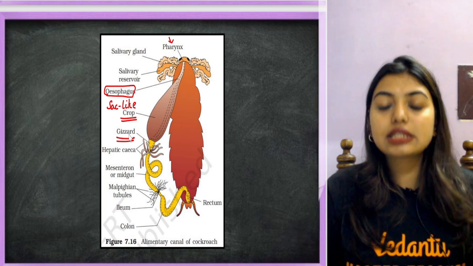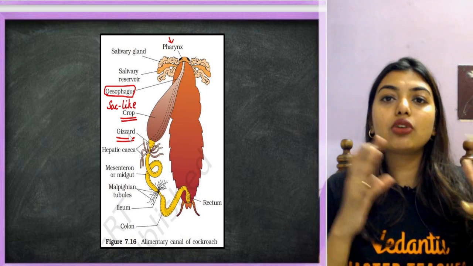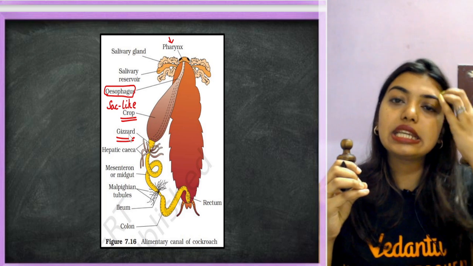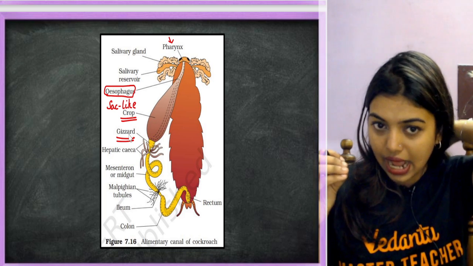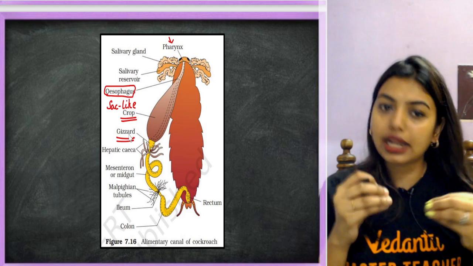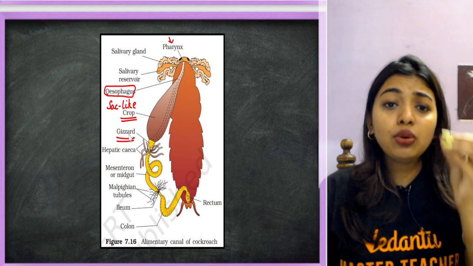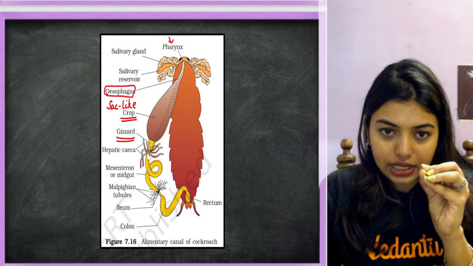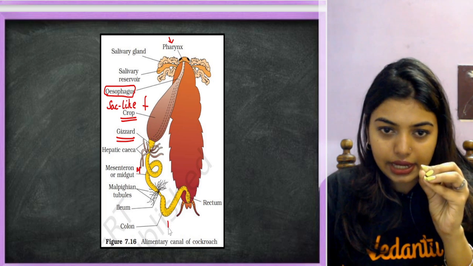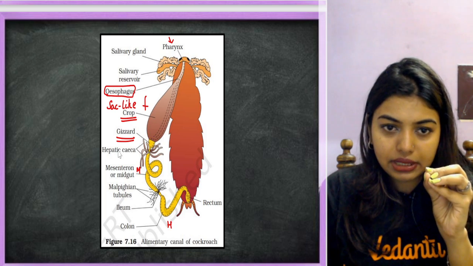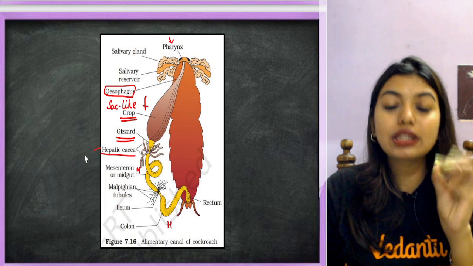Okay, in the gizzard what do they have? They have around 6 chitinous teeth-like structures. Six chitinous plates form the teeth-like structure, and that is going to help in the grinding. Now from the gizzard, this is the foregut, this is the midgut, this is the hindgut. Between the foregut and the midgut there is going to be hepatic CK or gastric CK.